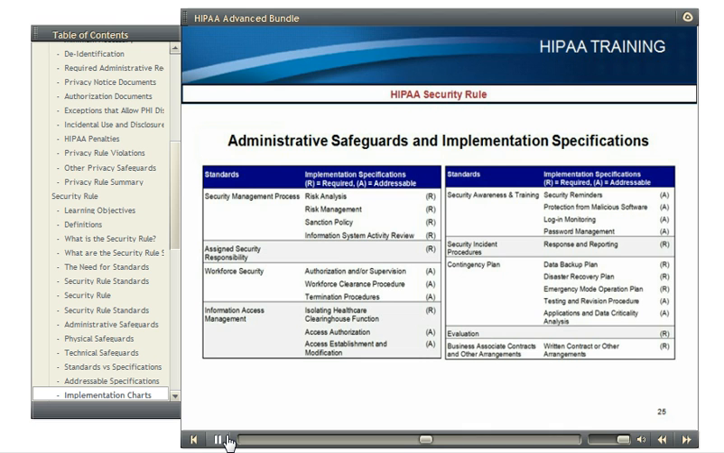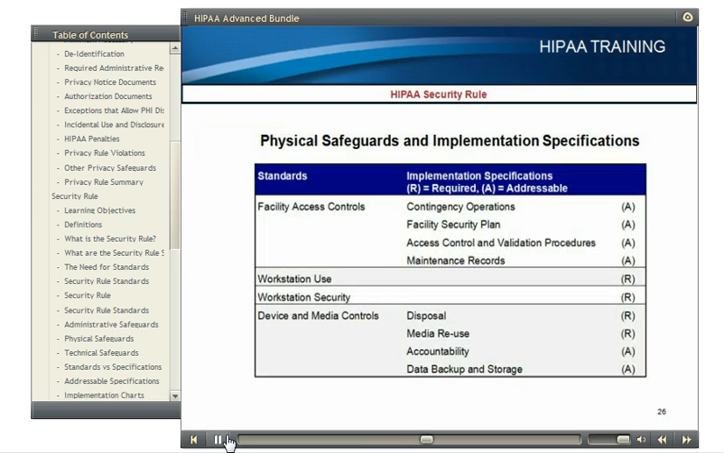Evaluation. Required. Business associate contracts and other arrangements. Written contract or other arrangements. Required. Facility access controls. Contingency operations. Addressable. Facility security plan. Addressable. Access control and validation procedures. Addressable. Maintenance records. Addressable.